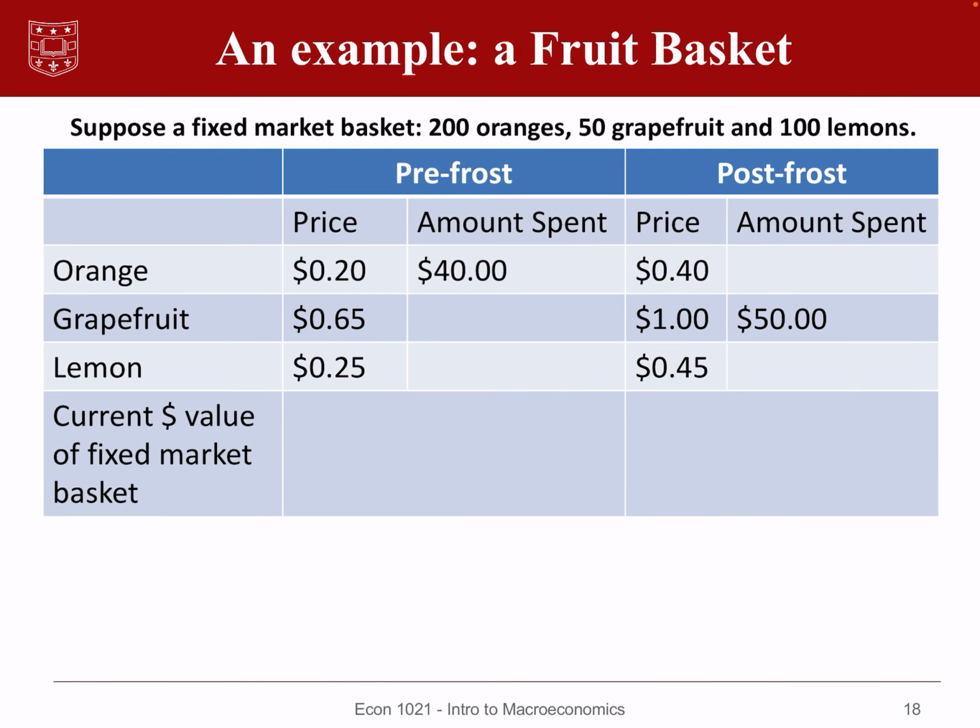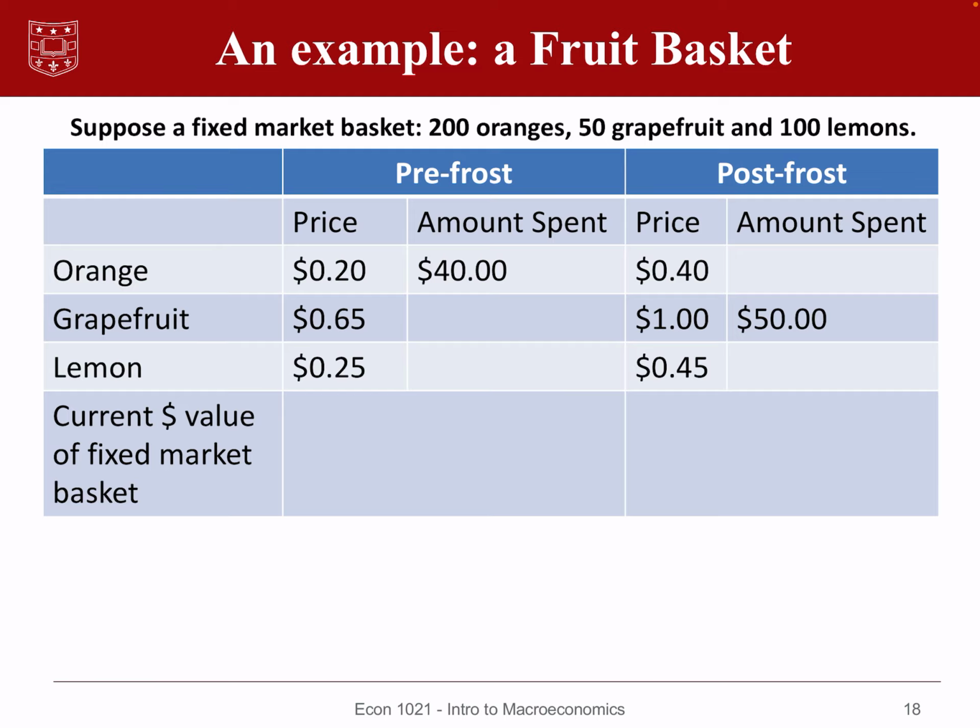What I want to do is consider a very simple example of this. So we're going to suppose that we have a fruit basket rather than this broad basket that a typical urban family spends on. We'll just consider 3 fruits. Notice that we have a pre-frost period and a post-frost period where prices change as a result of the frost. So the frost kills the fruit and fruit prices rise because of that adverse supply shock.